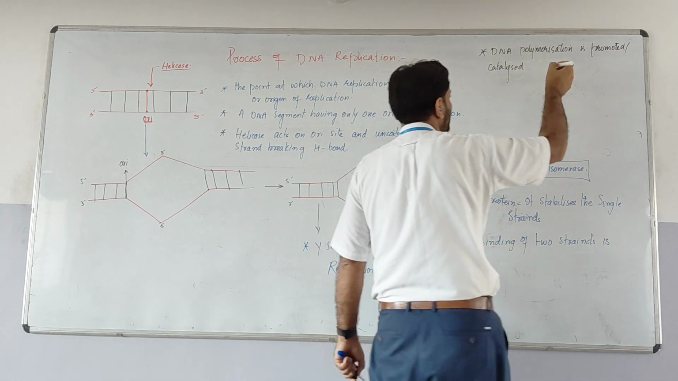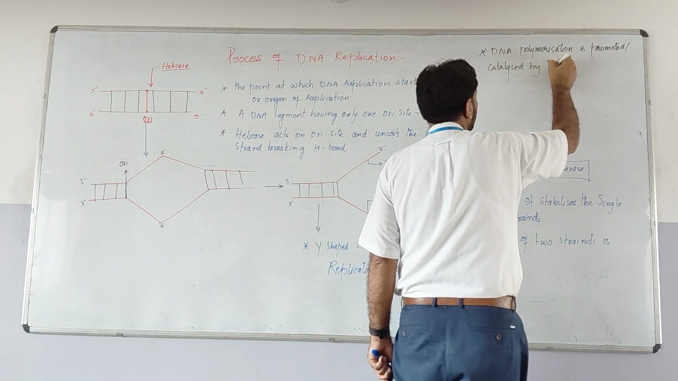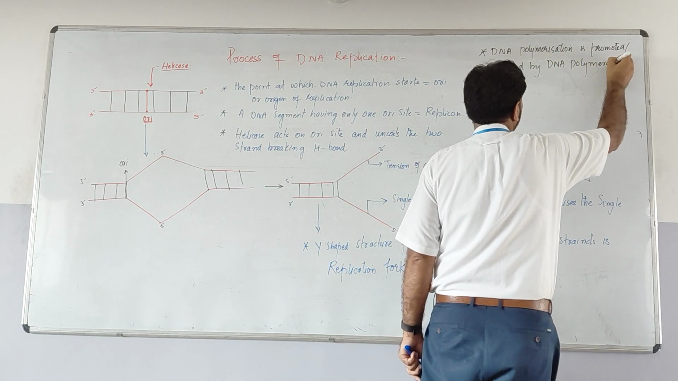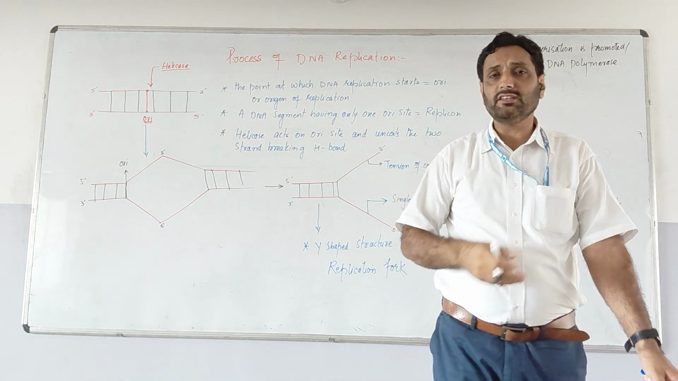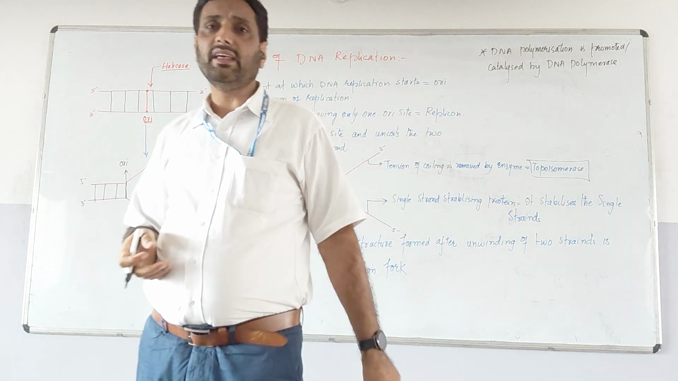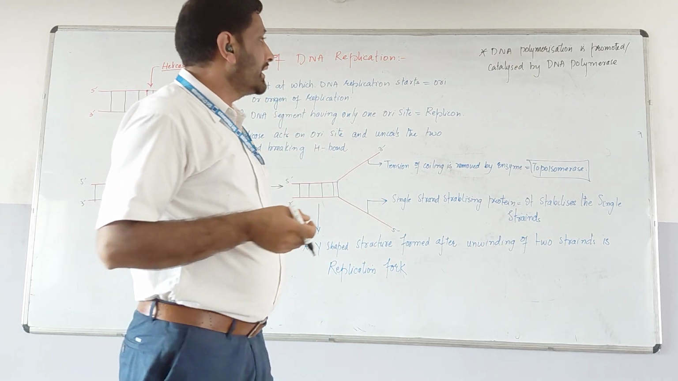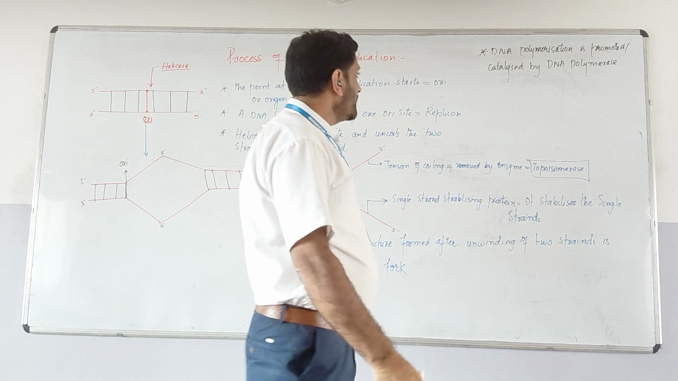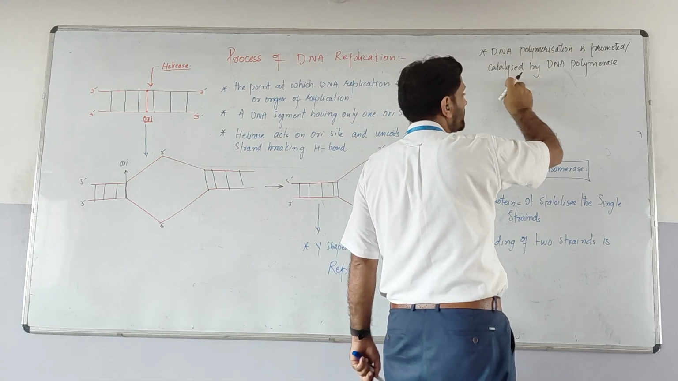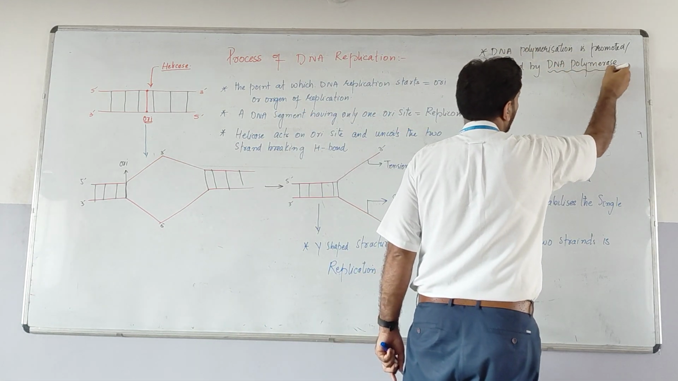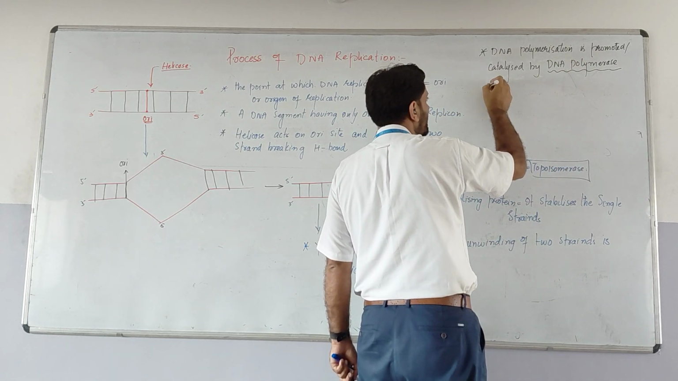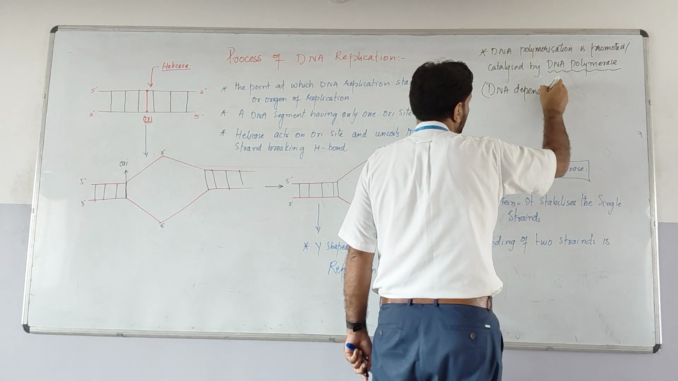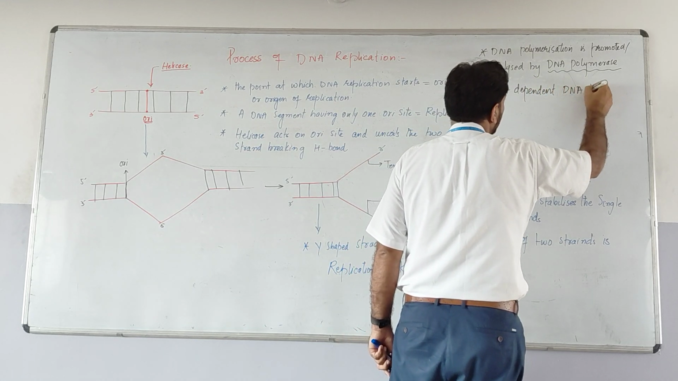This is catalyzed by a main enzyme that is called DNA polymerase. This DNA polymerase is actually DNA dependent DNA polymerase, because here the DNA makes itself. It is called an autocatalytic role in which DNA replicates itself. So DNA polymerization is catalyzed by the enzyme called DNA polymerase. It is actually DNA dependent DNA polymerase.